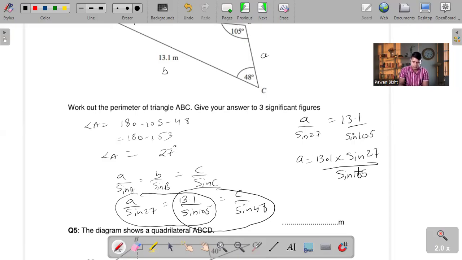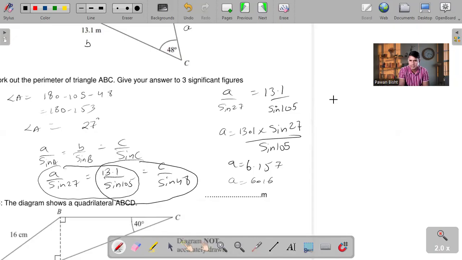13.1 times sine 27 divided by sine 105. Okay, so your answer will be 6.157. They say give your answer to three significant figures, so I round it off. It will be 6.16. Now you calculate B.